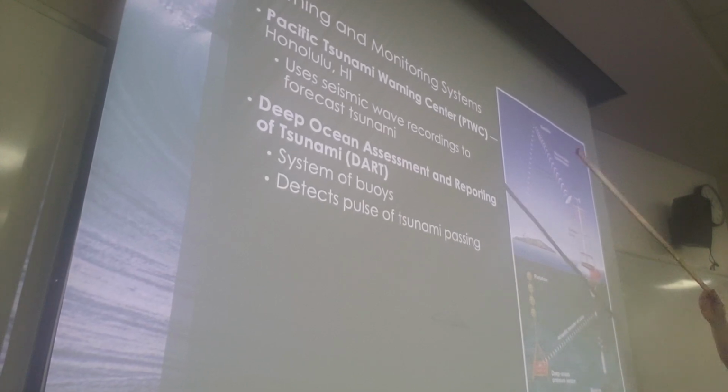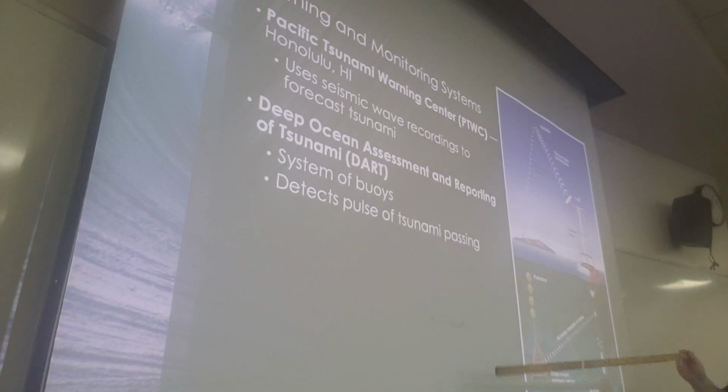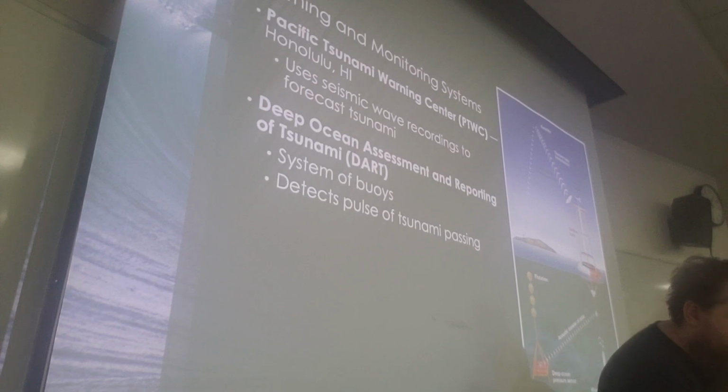There are a couple of new institutions, the Pacific Tsunami Warning Center and DART, the Deep Ocean Assessment and Reporting, which are relatively new observational systems that have been put in place mostly since the 2004 Indian Ocean tsunami, which was very devastating, to try and prevent future disasters related to tsunamis. Okay, tsunamis are the last topic, so I will stop there.